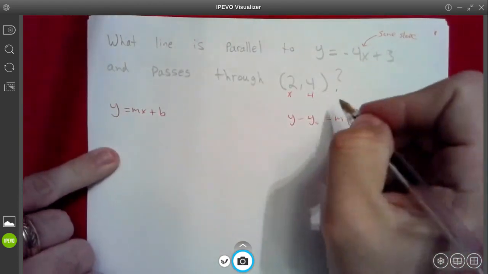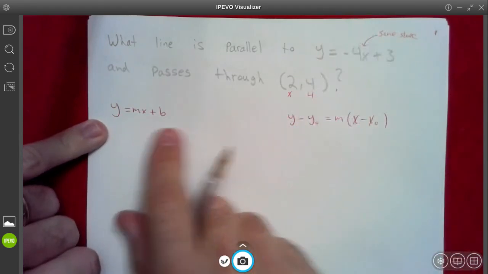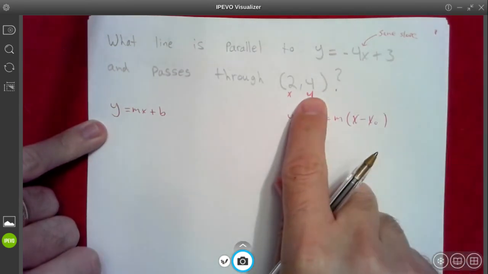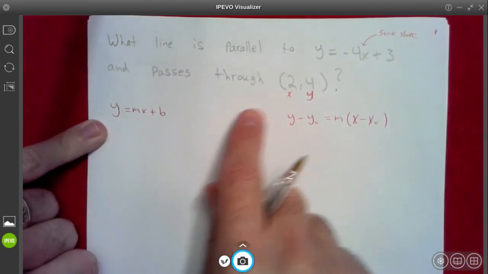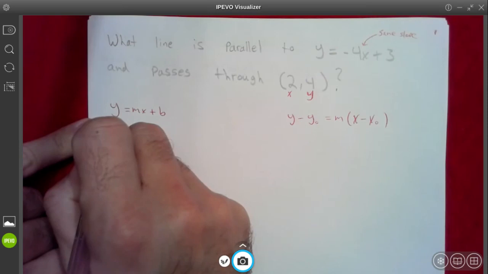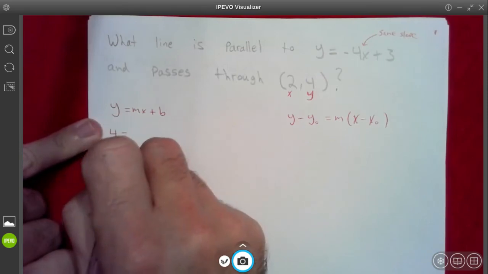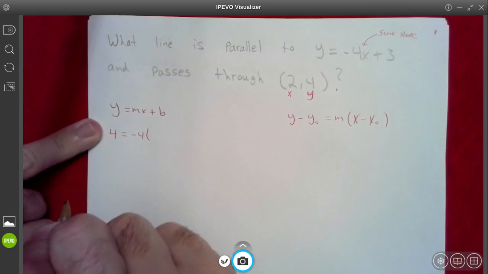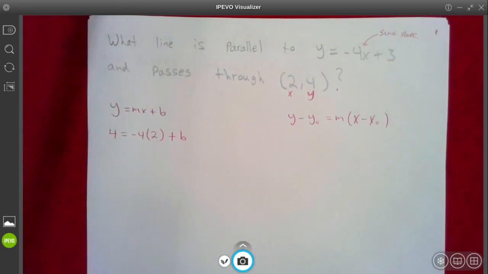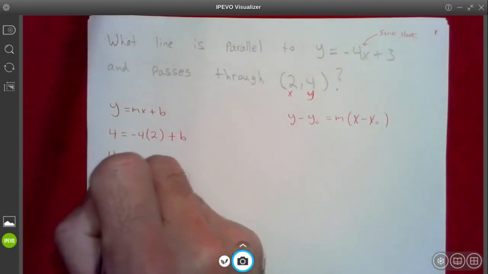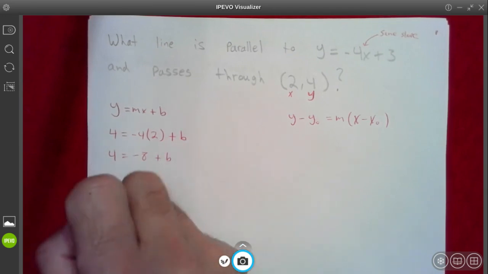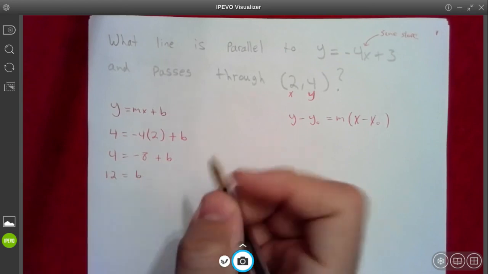So if I were to set this up using slope-intercept form, I don't know why I wrote a 4 there. I meant to put a y. I can take the 4 and put it in here for y, and the 2 in for x, and I already know my slope is -4. So I would do 4 equals -4 times (2) for the x, and this will allow me to solve for my b. 4 is equal to -8 plus b, and then you add 8 to both sides, so 12 is equal to b.